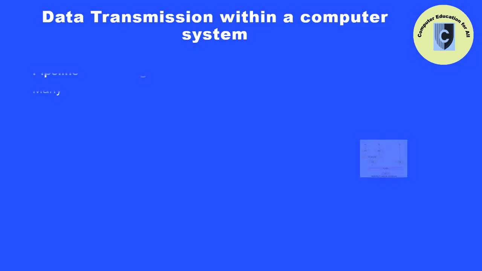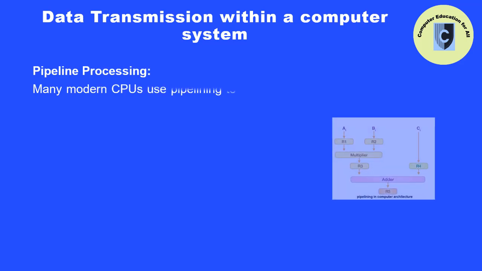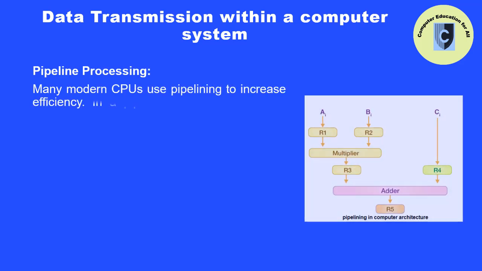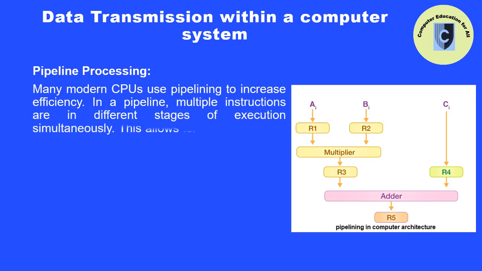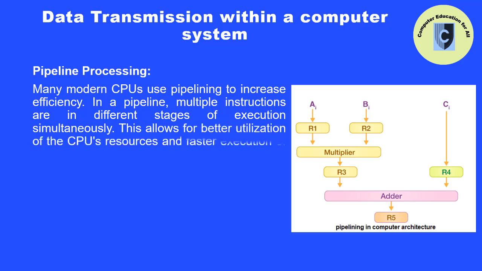Pipeline processing. Many modern CPUs use pipelining to increase efficiency. In a pipeline, multiple instructions are in different stages of execution simultaneously. This allows for better utilization of the CPU's resources and faster execution of instructions.